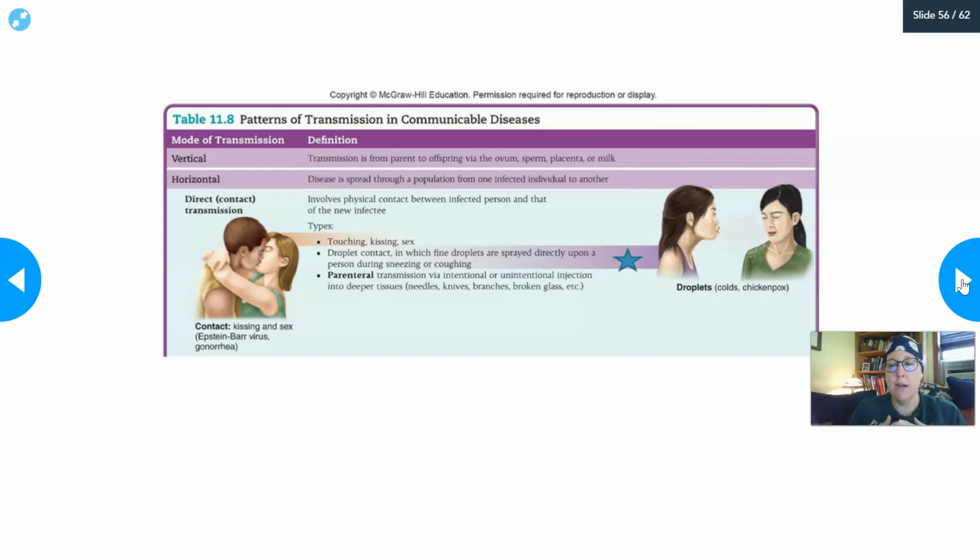In that scenario, you have direct contact. So kissing somebody that has mono, Epstein-Barr virus, and then you can get mono, right? So touching, kissing, sex, droplet contact, which is like close contact, talking, playing with somebody. Colds and chickenpox are droplet contact. And then parenteral is transmission via intentional or unintentional injection into deeper tissue, so using needles, knives, branches, broken glass, etc. So that is direct contact transmission.